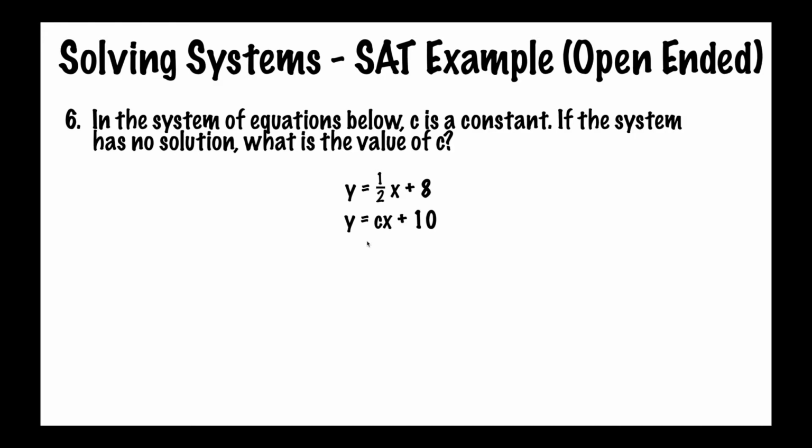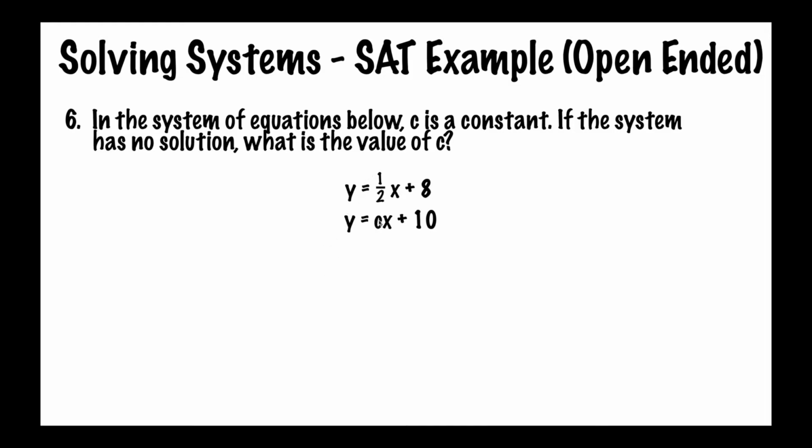Okay, in example 6, this is an example of something that could be on an open-ended portion of the SAT. Here, we want to figure out if the system has no solution, what would the value of C be? So again, we want to think about the fact that if it's no solution, we need our y's to cancel and we need our x's to cancel. Now, if I wanted this set of y's to cancel, all I'd have to do is multiply the bottom equation by a -1. That would make these cancel.